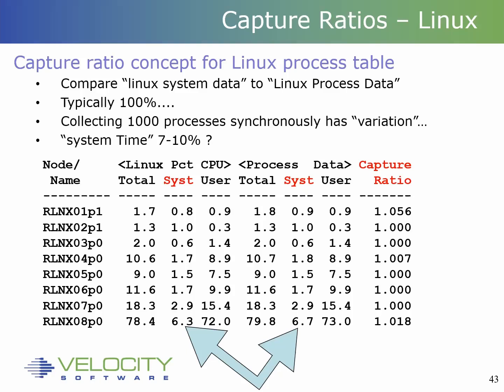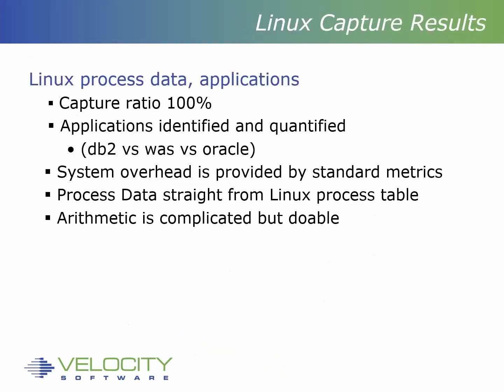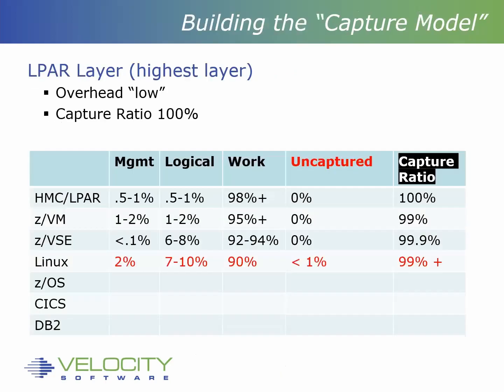And you think about some of the Linux servers, they might have 1,000 processes. So you collect that data synchronously, and you expect some small variation. We've looked at DB2, we looked at Oracle, we looked at WebSphere. You can get the 100% capture ratio there from the system level perspective and from the application level perspective. Okay, so Linux is all good, and pretty much every platform is sort of in the 1% range. Linux may be a little bit high. Logical Linux is comparable, maybe to VSE. The real work is comparable.